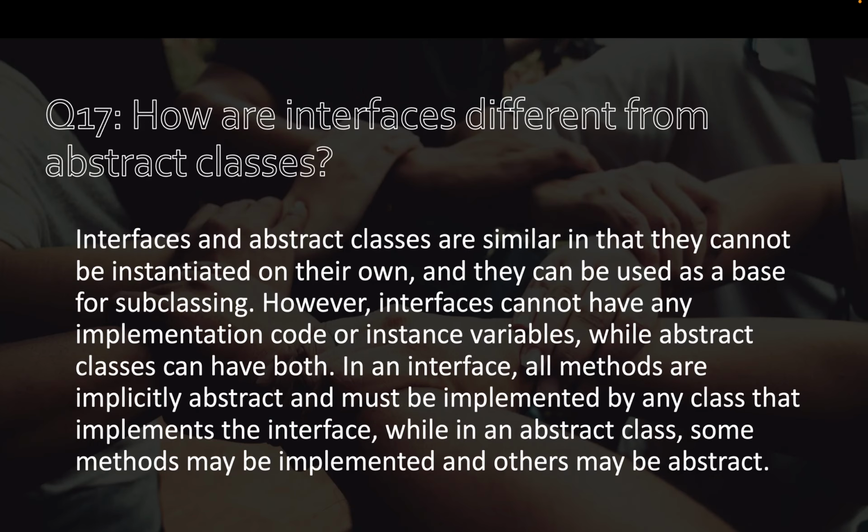Question number 17. How are interfaces different from abstract classes? Interfaces and abstract classes are similar in that they cannot be instantiated on their own, and they can only be used as a base for subclassing. However, interfaces cannot have any implementation code or instance variables, while abstract classes can have both. In an interface, all methods are implicitly abstract and must be implemented by any class that implements the interface, while in an abstract class, some methods may be implemented and others may be abstract.